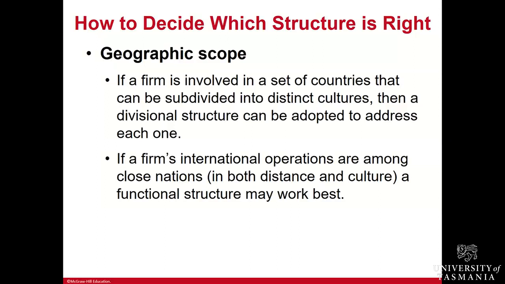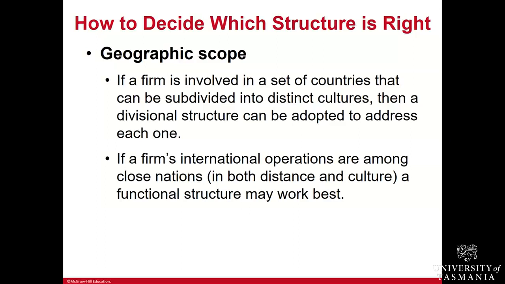If a firm is involved in a set of countries that can be subdivided into distinct cultures, then a divisional structure can be adopted to address each one. For example, as I say, European geographical, you can create a division like European, Asian, and American Oceania. You can subdivide into these countries. Or even in Europe, we can say North Europe, South Europe, you can subdivide it.